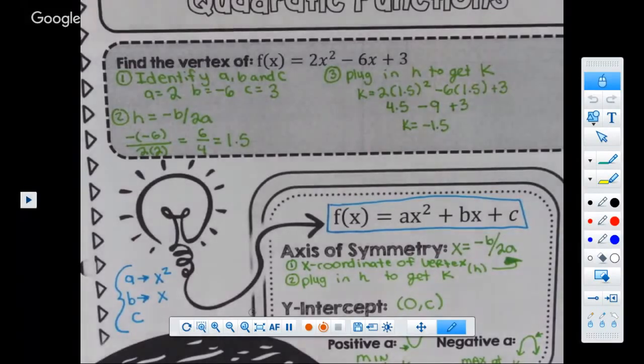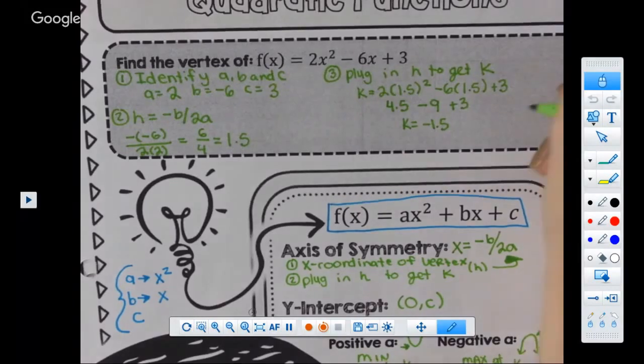Y'all can trust me on it, but I want you to try it. If you can type it all in one piece and then hit enter and you get negative 1.5, you can skip the middle step. But if you can't, then you're going to have to show that middle step to make sure that you can get there. Okay, so I want you to try it.